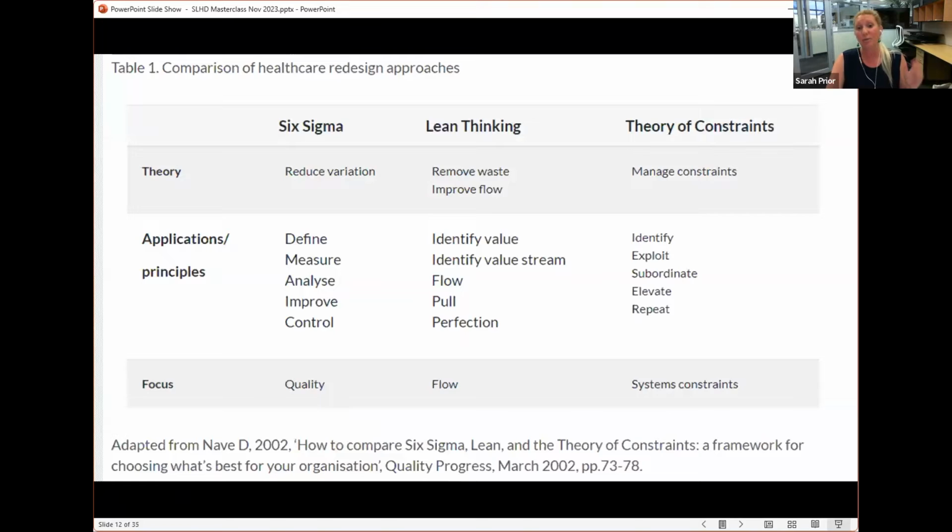So Six Sigma is reducing variation, and that's a data-driven approach focusing on quality of systems and processes. Lean is about removing waste and improving flow, and it looks at the value of each step in a process. And the theory of constraints is around exploiting constraints and working with what you have. So all of these theories can be used to redesign systems and processes within current resources. Making change in health services doesn't necessarily mean more money, more staff, or more beds. It means being more efficient and more effective with your existing resources.